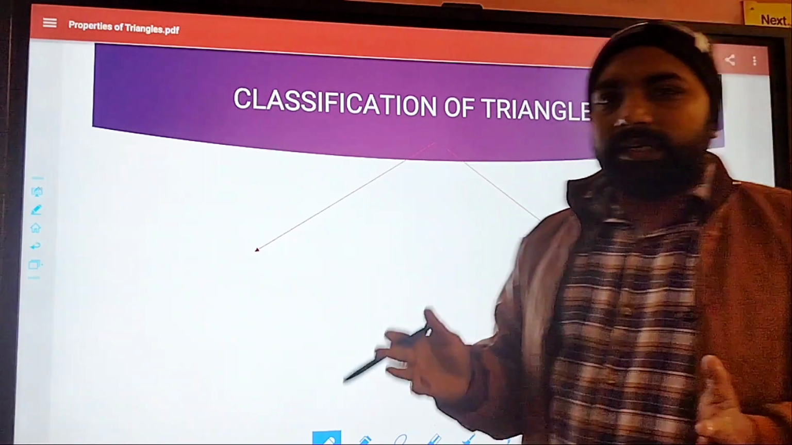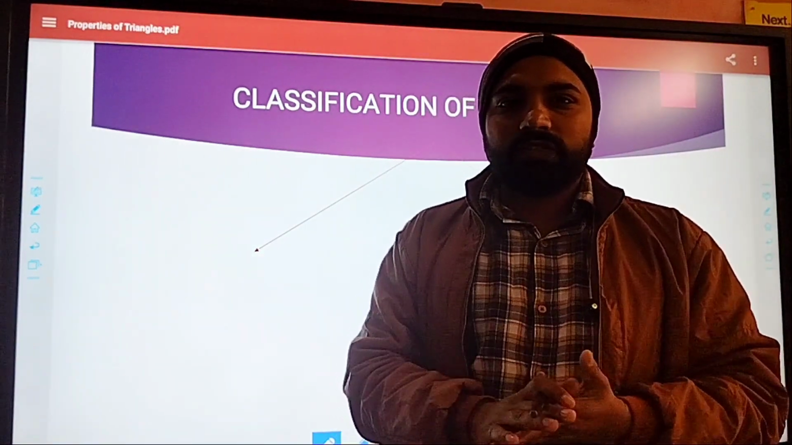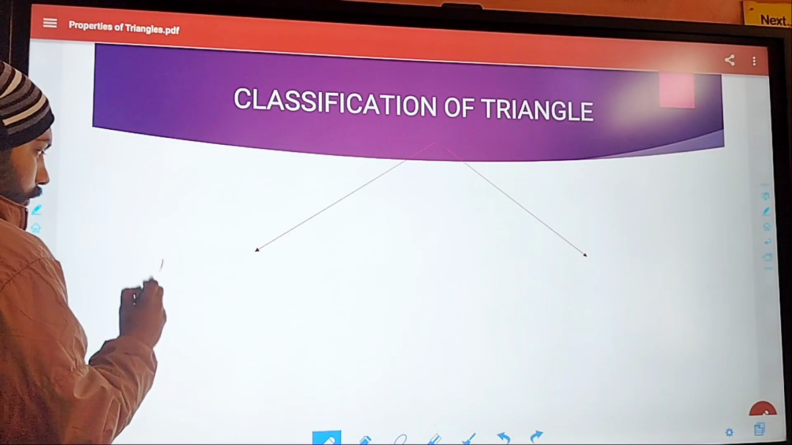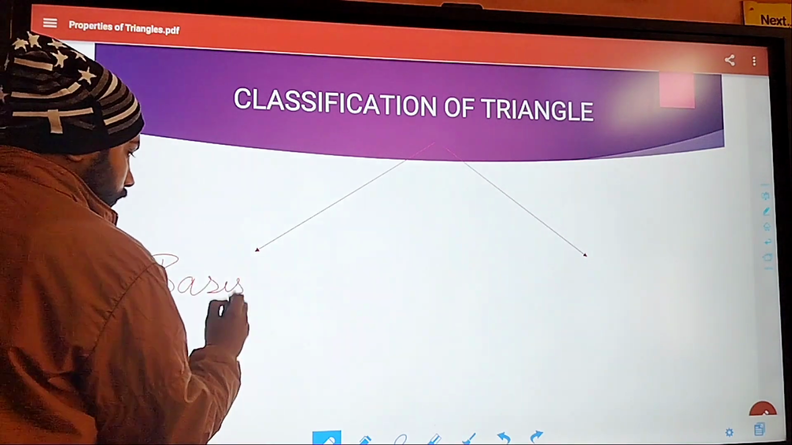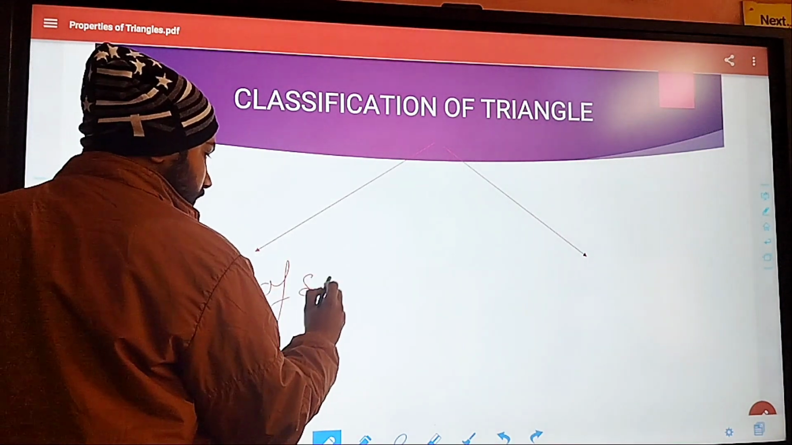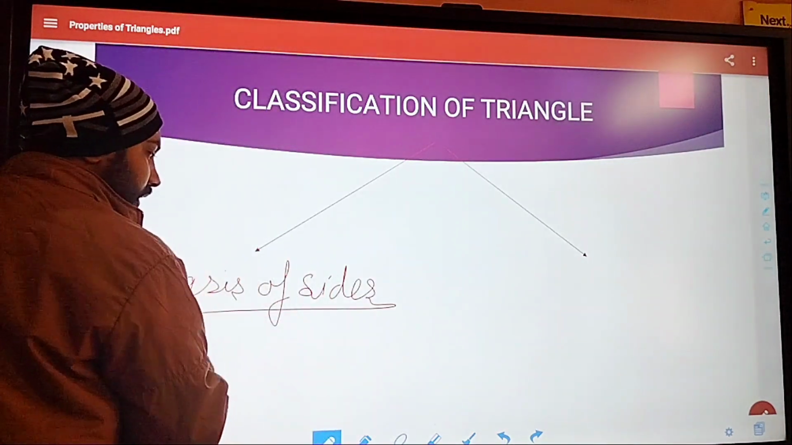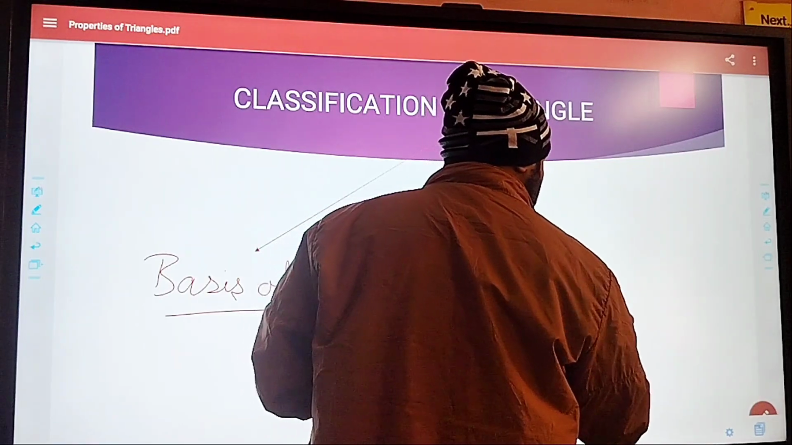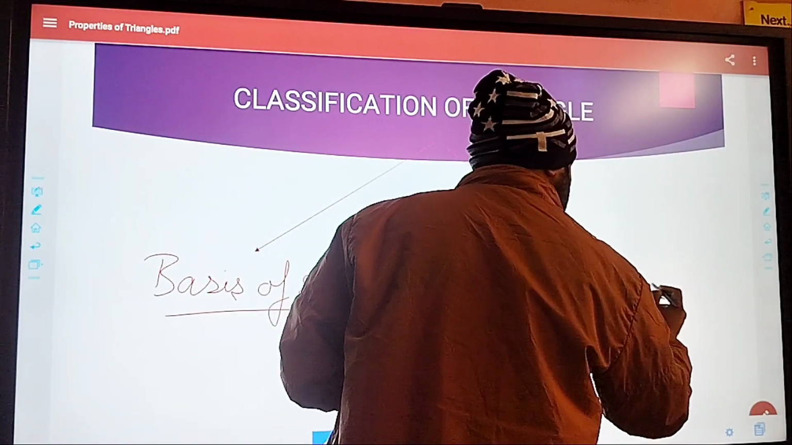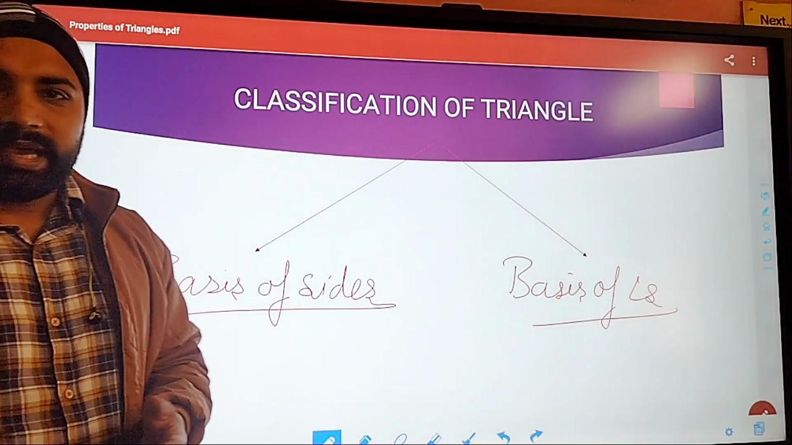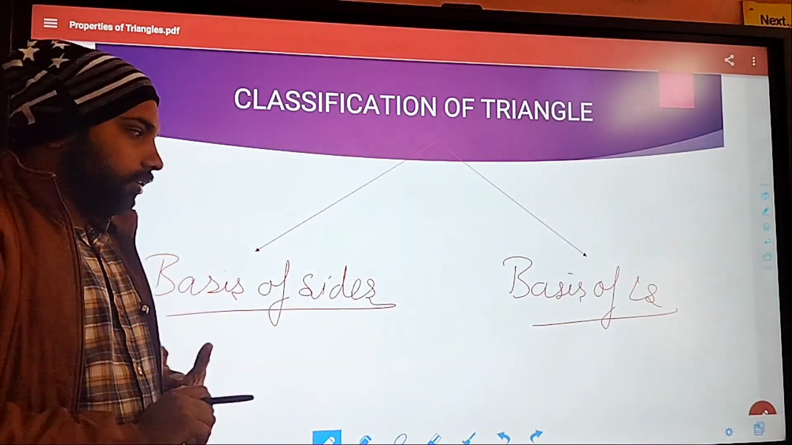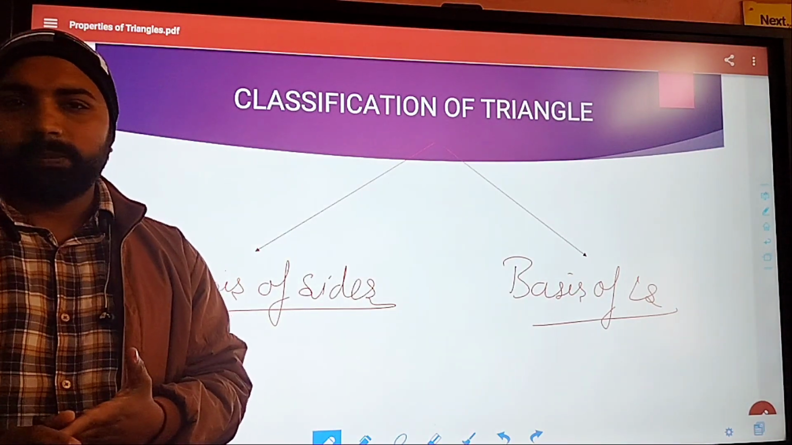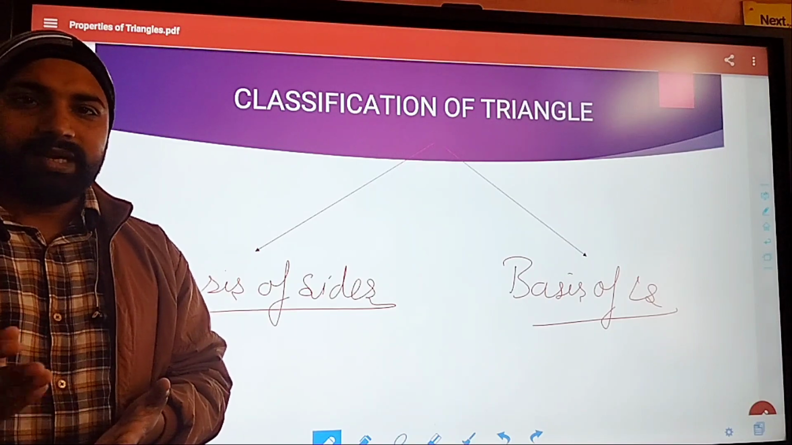We can classify triangles on the basis of two properties. First we will cover the properties of our sides, and the other way of classifying the triangle is on the basis of our angles. As you know, we have three sides, and on that basis, whether the sides are equal or not, we can classify them into three types: equilateral, isosceles and scalene.